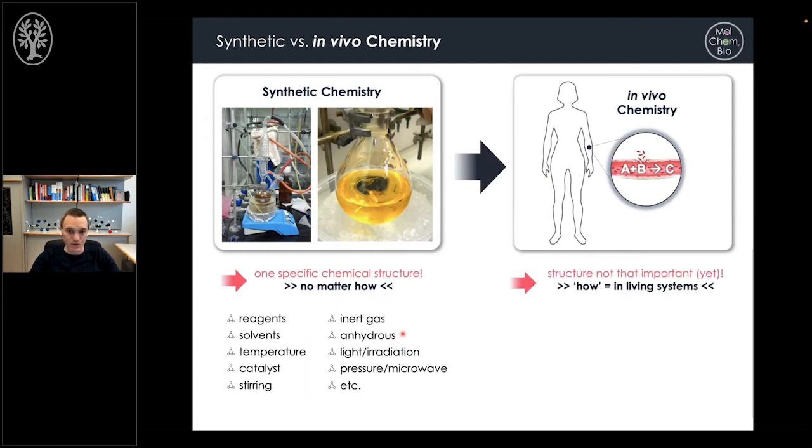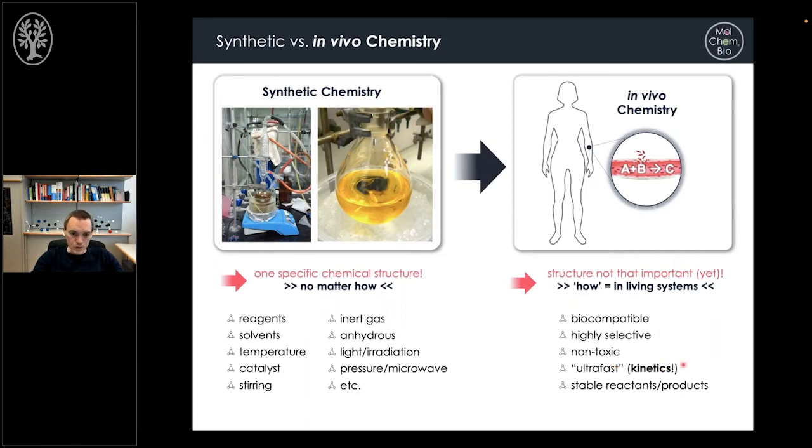completely different in the field of in vivo chemistry, at least still completely different, where the structure is not that important, let's say. It's actually the how, as we really aim to have reactions that can be safely performed and that proceed safely and selectively in living systems. So it needs to be biocompatible, highly selective, and so on. What's really important to me, and I keep repeating myself in several talks, is reaction kinetics. So those reactions really need to be ultra fast, and I will get back to this in a minute.